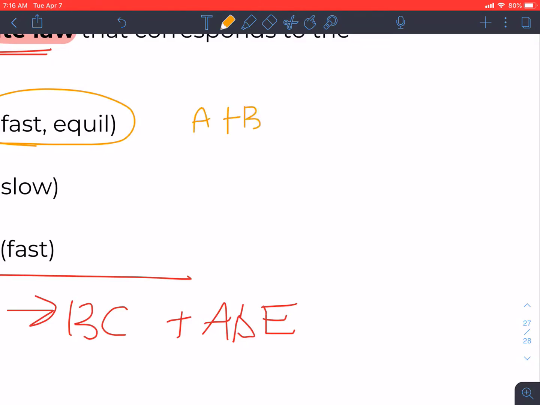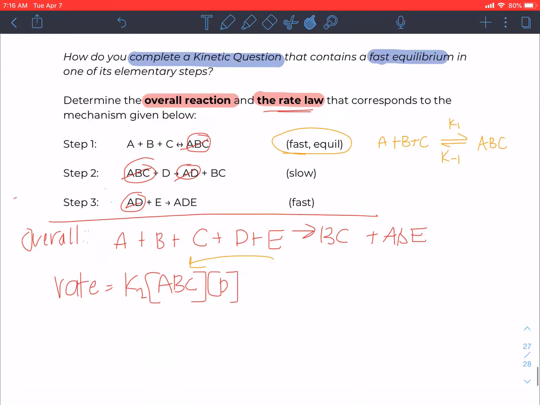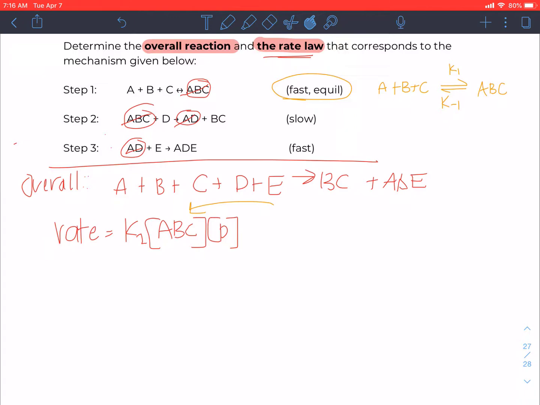So A plus B plus C, it's an equilibrium step, yields ABC. So let's define the forward reaction as K1. But because this is equilibrium, we can also define a reverse reaction. And what we're going to do here is express that as K to the negative 1. And so we can write a rate law in that reverse direction if needed. Now, we have our rate. We're trying to get rid of the ABC. We want to find a way to substitute ABC. So we want to solve for that.